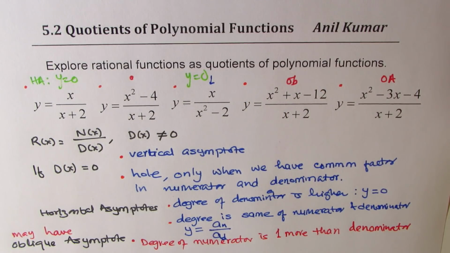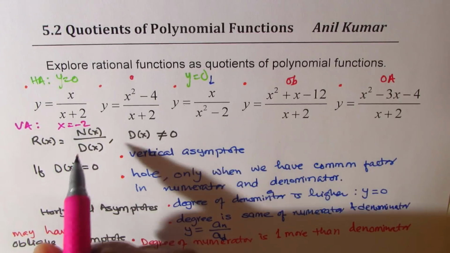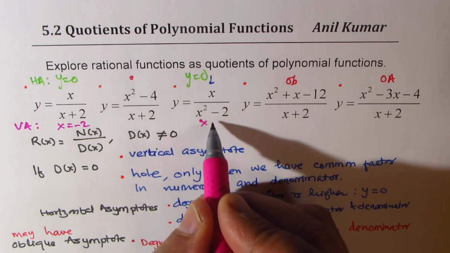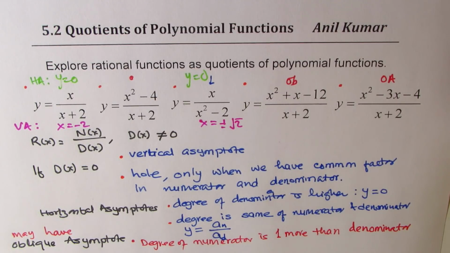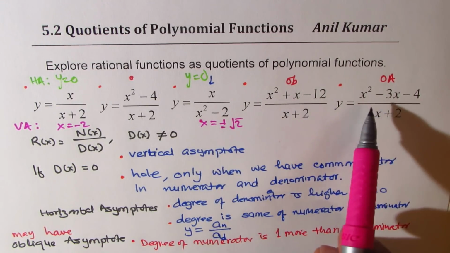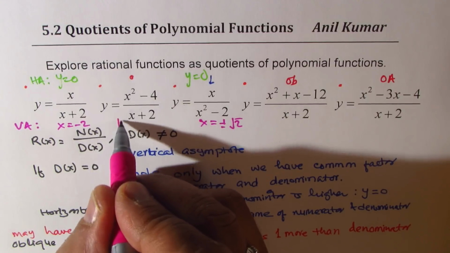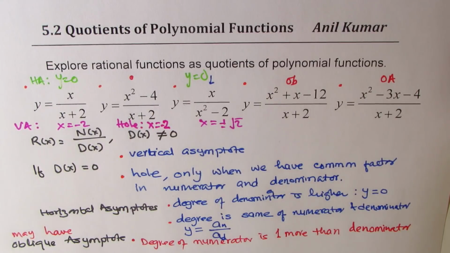Is that clear, right? Now as far as the vertical asymptotes are concerned, let's talk about them also. So here we have x equals -2, since it gives you a 0, right? In this case, we have x equals plus or minus square root 2, since that will give us 0. We are not talking about these since we have to factor to figure it out, right? So we're just taking these 3 examples. Now in this particular case, we are going to have a hole at x equals 2 and -2, since there is a common factor, correct? So I hope all these things are clear.